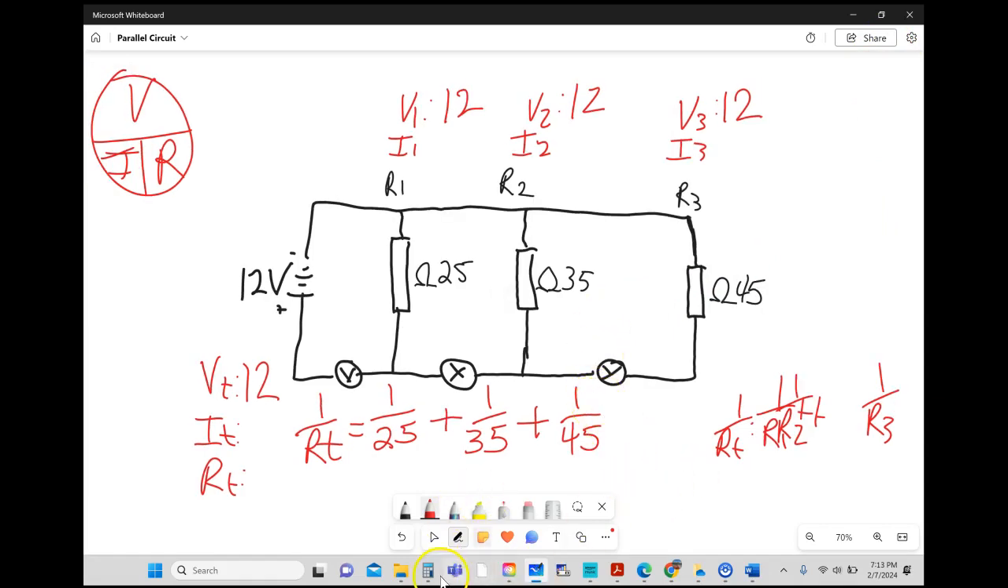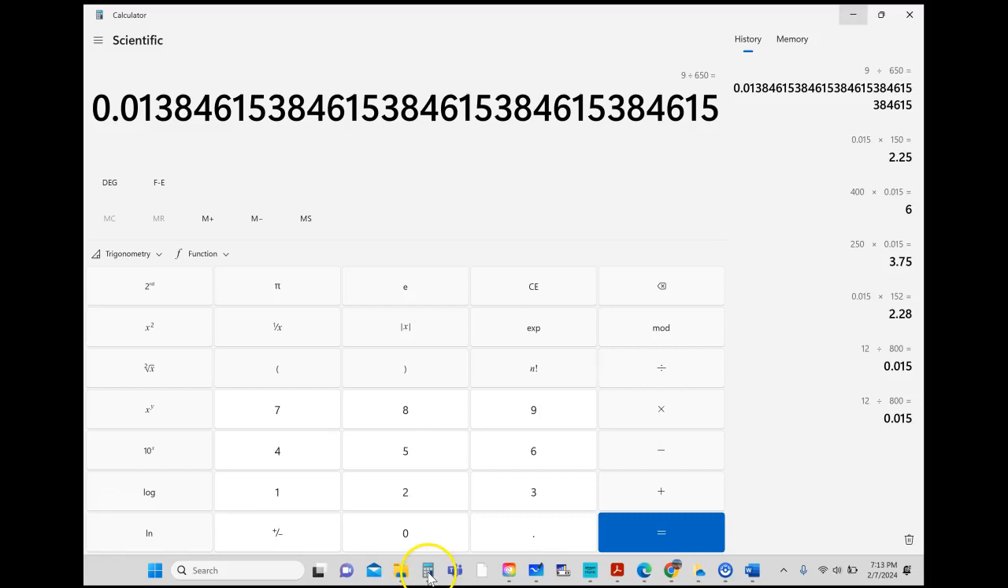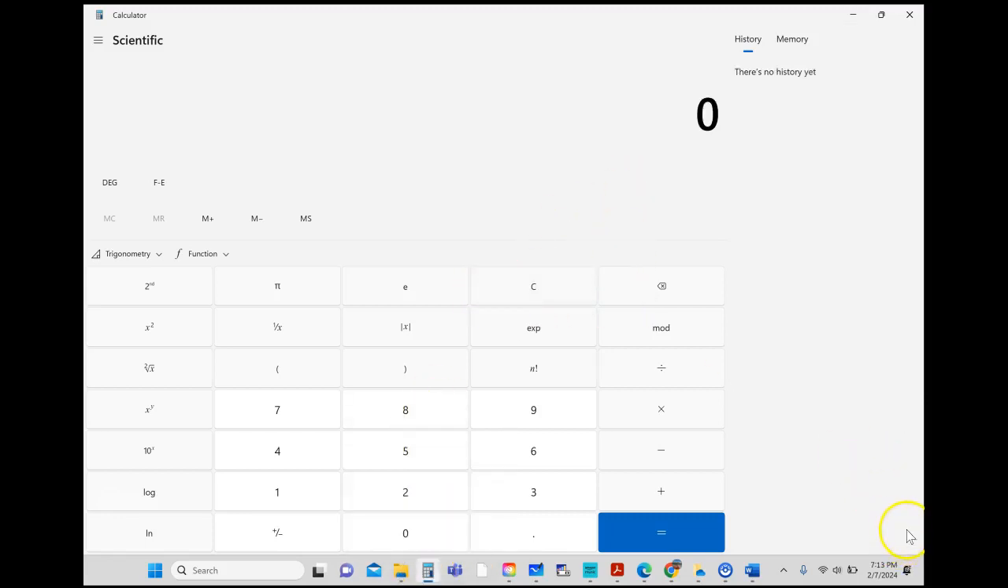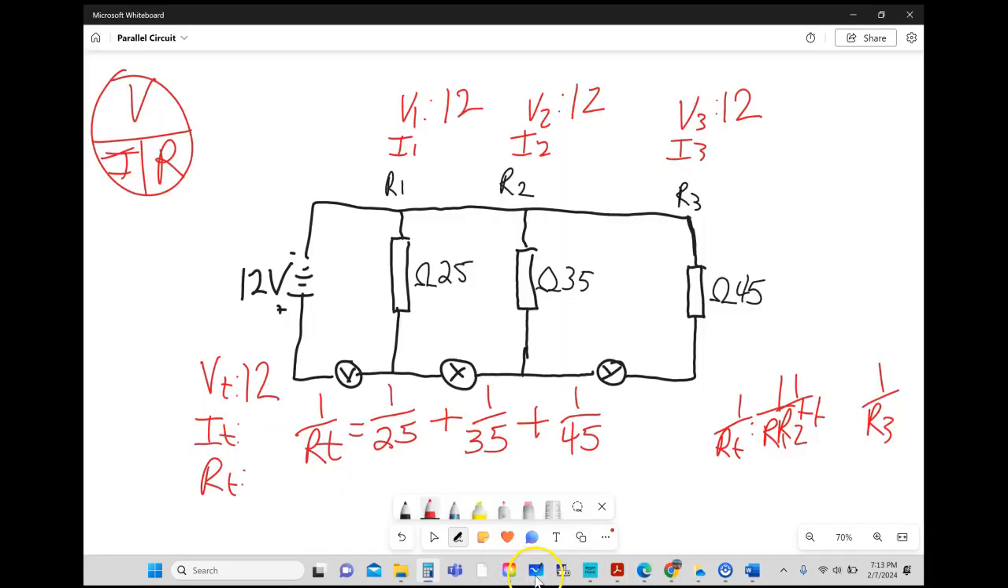Now let's go to our calculator and start doing this math. We'll clear this out, and I'm going to clear my history as well. Let's do it. 1 divided by 25 equals 0.04. We'll go back to our whiteboard and type that in, 0.04.